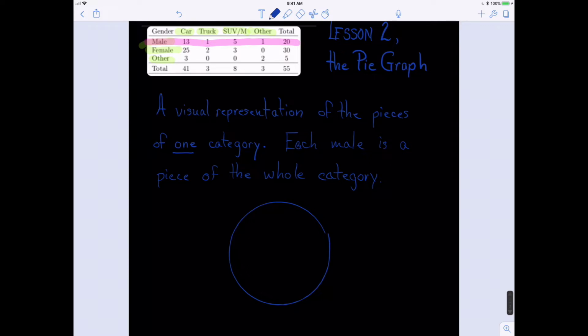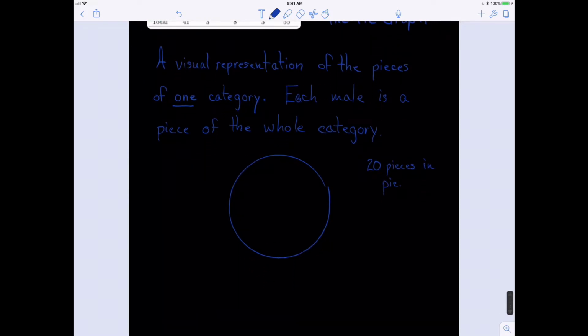Now, what we need to do is start with our total. If we go up here and look, our total is 20 males. So in other words, we need 20 pieces in our pie. So we have 20 pieces in the pie. Okay, here we go. 20 is a nice number because you can split it in half.